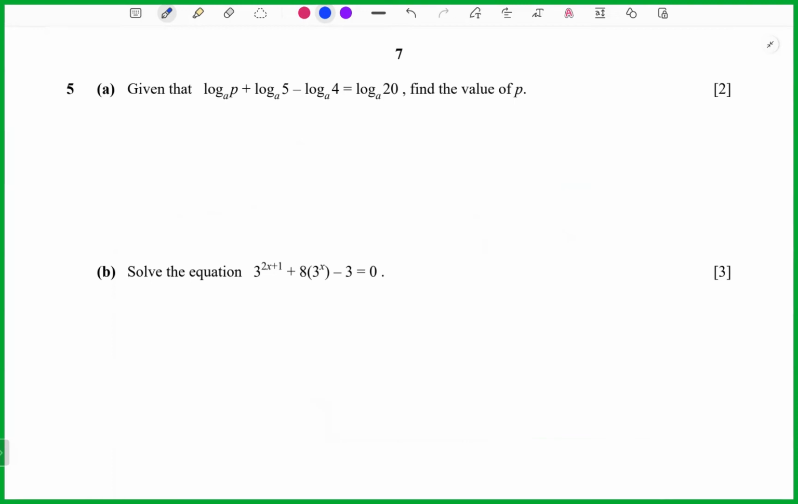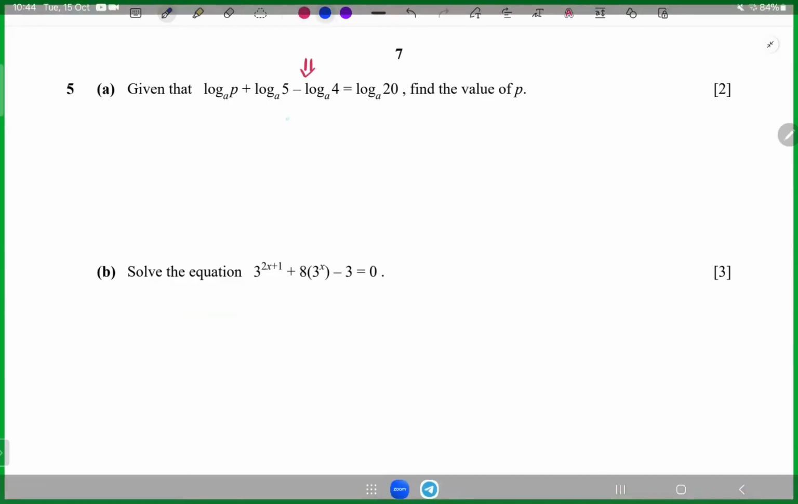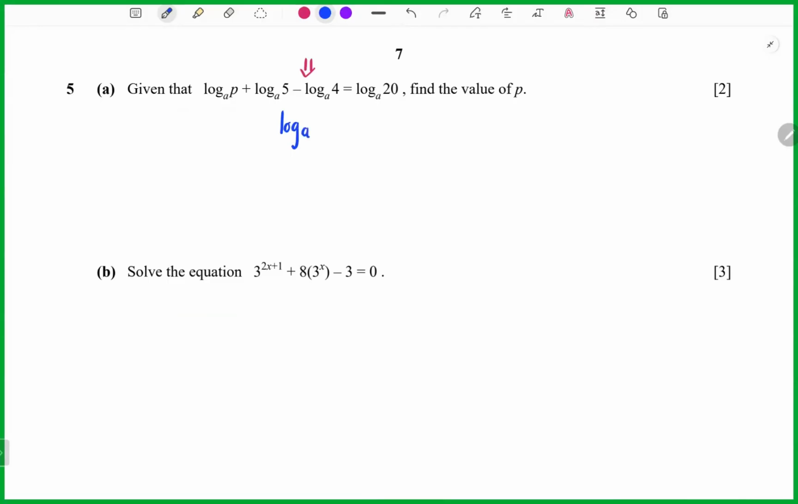Question A. Given that log base a of p plus log base a of 5 minus log base a of 4 equals log base a of 20. Okay, so you see all is the base a, right? For this part, we can change to the single logarithm. So we can write here log a of 5p over 4 equals log a of 20. So 5p over 4 equals 20. So p will equal 20 multiplied by 4 over 5. So this is 4 times 4, equals 16.